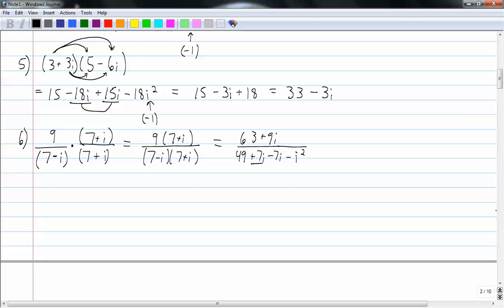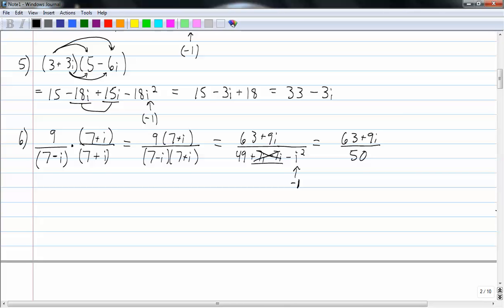Alright, these middle terms here, the positive 7i and the negative 7i, those cancel out. They're like terms, but they cancel out. That will always happen when you multiply conjugates. Complex conjugates or regular conjugates. The middle terms always cancel out. And then right here where I have an i squared, I want to plug in a negative 1. So I'm going to have minus negative 1. So it's going to be plus 1, right? So I have 63 plus 9i divided by 50.